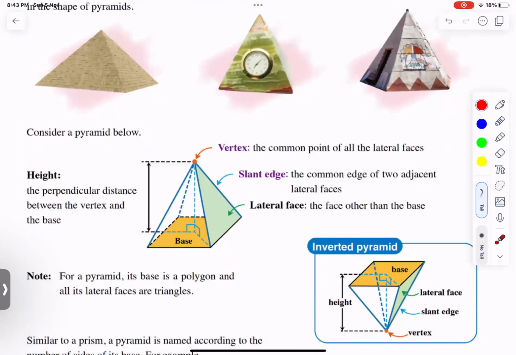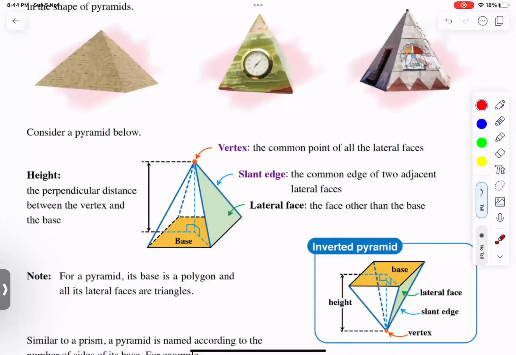Even if I flip it down, you still need to know which thing is which. This at the bottom is called the base. The lateral face is the triangular lateral face. The slant edge is the lines. And the vertex is the common point of all the faces. That means everything coming here.